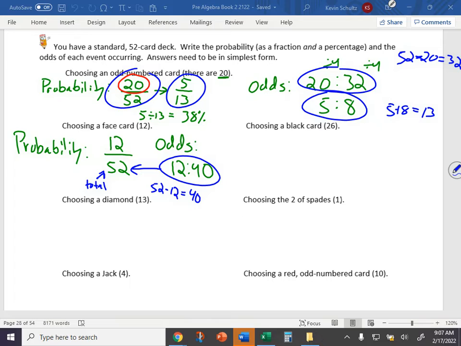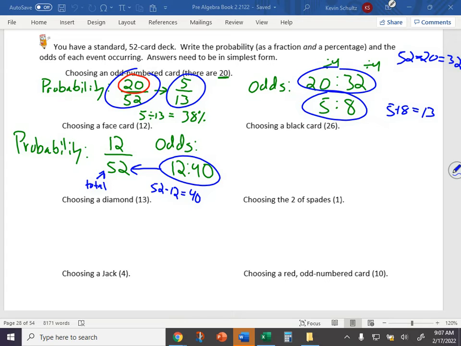Odds tell us a little bit different information than the probability fraction does. Okay? If you saw odds of 12 to 40, is that likely to work in your favor or unlikely to work in your favor? Unlikely, right? There are only 12 successful versus 40 unsuccessful. Just like you look at 12 out of 52 and think, ooh, that's not very likely to happen. Right? You can get the same determination from odds.